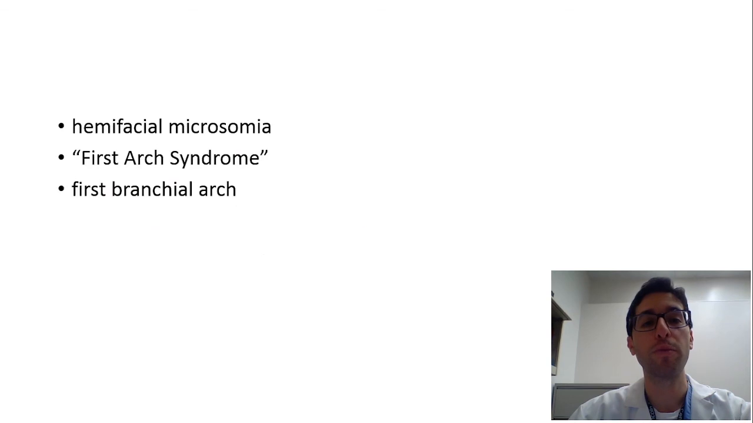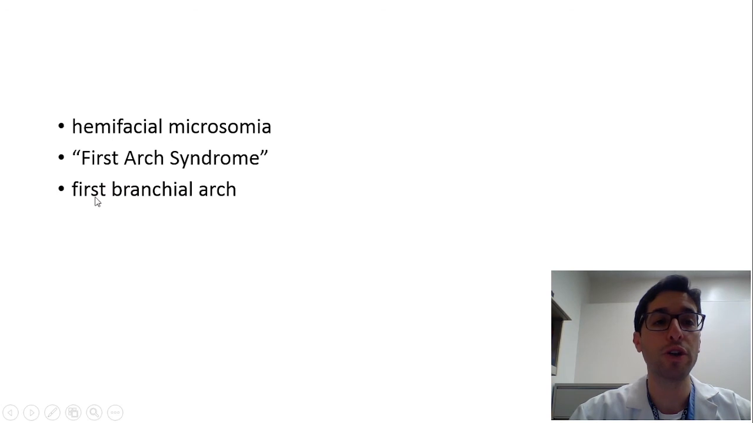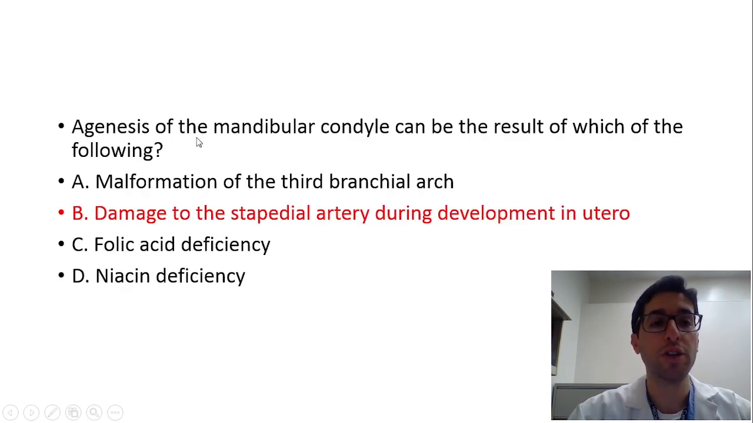So hemifacial microsomia, there are different theories as to what the mechanism is. Damage to Meckel's cartilage is one possibility, but the favorite theory is a vascular event, specifically damage to the stapedial artery in utero, which then causes first arch syndrome. So the first arch is responsible for hemifacial microsomia. Again, it's not going to be third arch, that's to throw you off, and it's not going to be a vitamin deficiency. So it's not C or D, it's going to be stapedial artery. It's a vascular event.